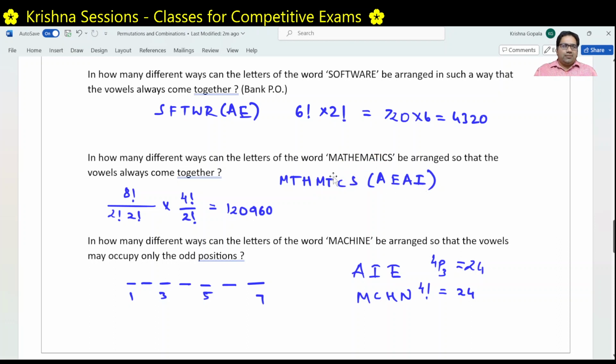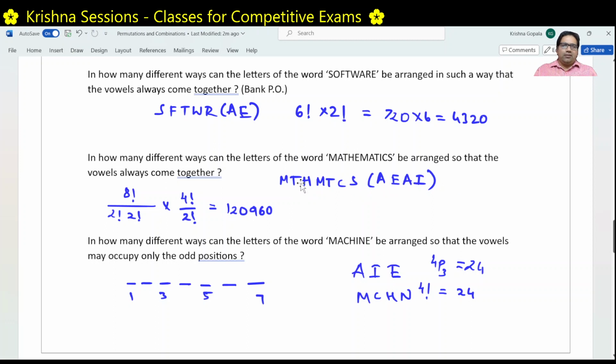Now, how many ways? Let's say all the vowels have to be together. Let's assume all the vowels are replaced with one single letter. So how many letters are there now? 1, 2, 3, 4, 5, 6, 7, 8. So 7 consonants and one big vowel, one replaced vowel. So 8.